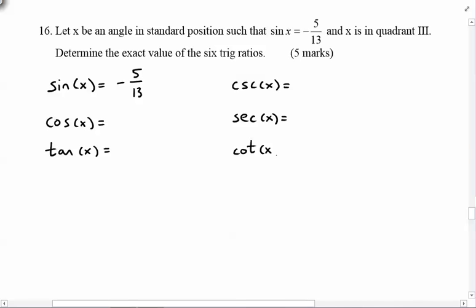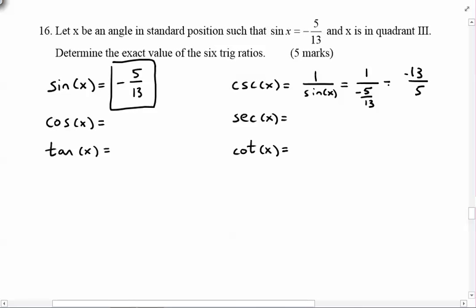Now one of these is really easy right off the bat, which is cosecant, because cosecant is just the reciprocal of sine. So I just have to take the fraction for sine and flip it upside down. So instead of 5 over 13, I get 13 over 5. Still negative. So I already have 2 of my 6 trig functions. All I need are the other 4.